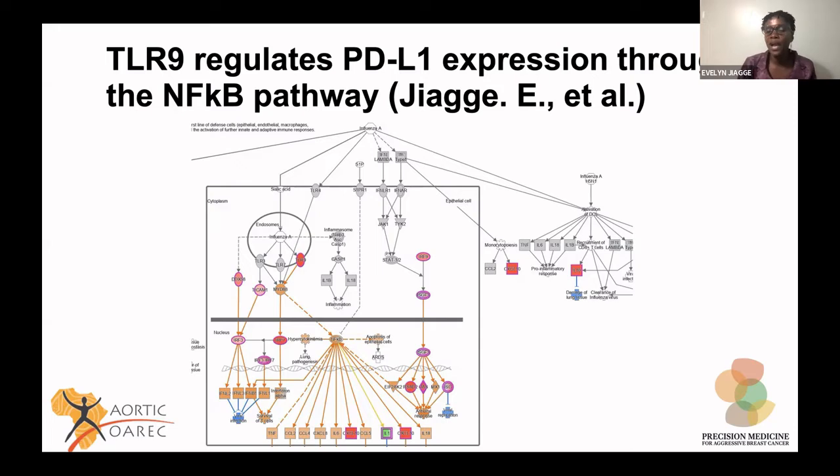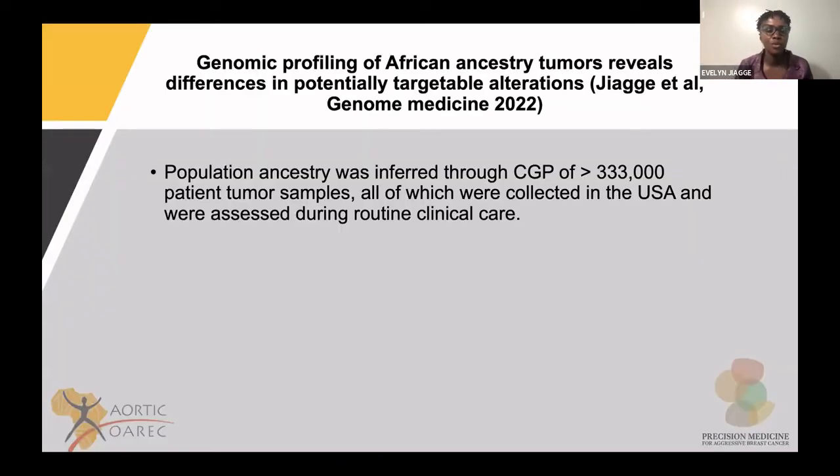And this is what we are currently studying, how the toll-like receptor 9 regulates the immune pathway through NF-kappa B. And we only saw this because we specifically studied the Ghanaian tumors. In another study that we had done, which we just submitted to Genome Medicine, here we looked at 333 tumors across all cancers to look at the differences in gene expression in different tumors.